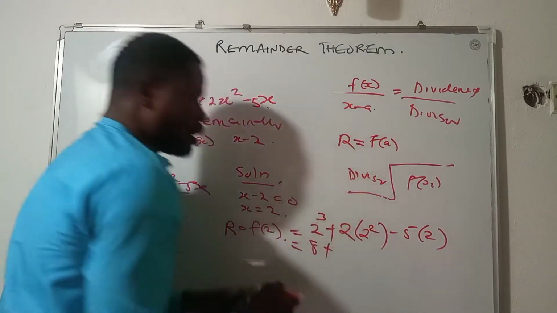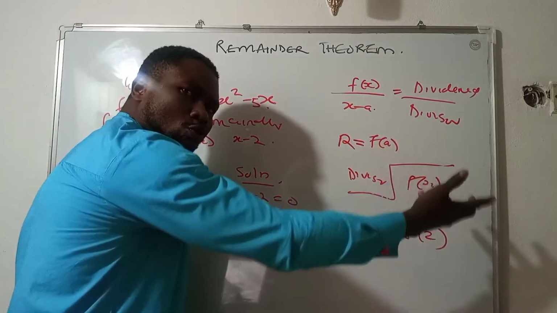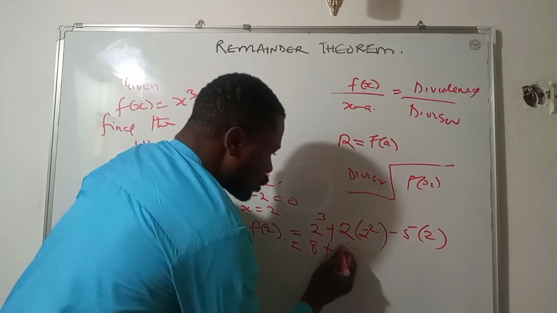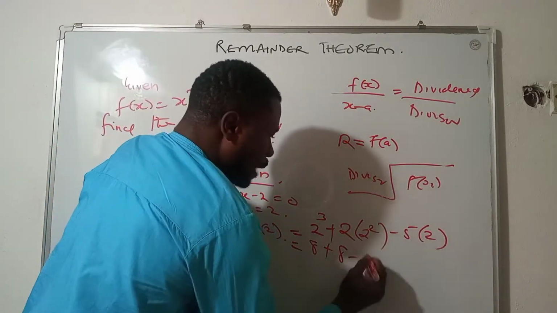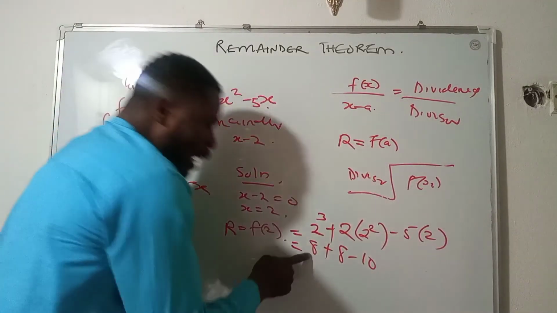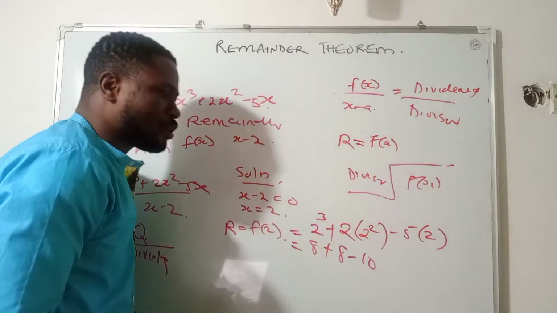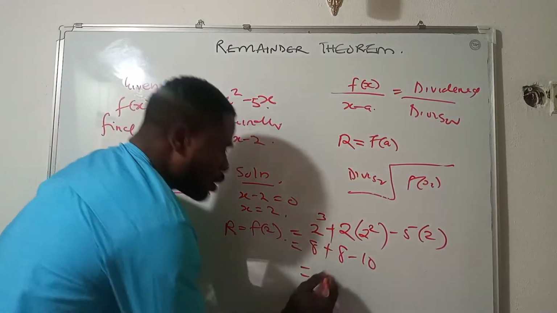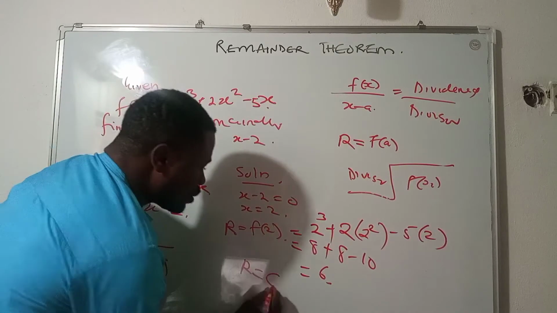Then this is plus, of course here again, 2 raised to power 2 is 4. 4 times this will give us 8. Then this times this will be minus 10. This will be 8 plus 8, of course, 16. 16 minus 10, that, of course, will be what? 6.